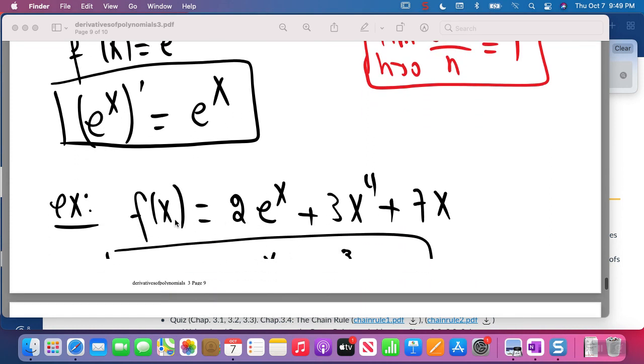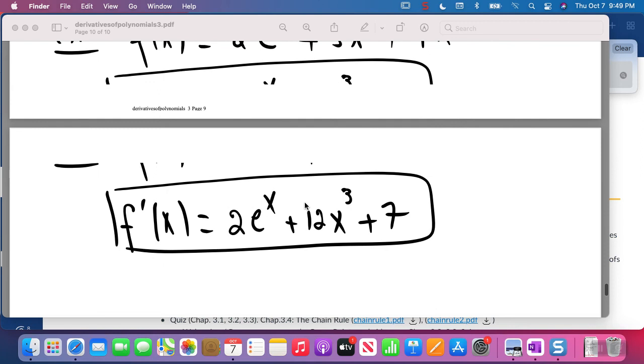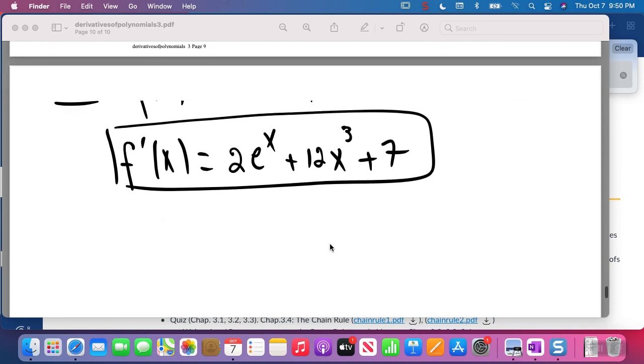So, for example, you have a function f of x, which is 2 times e to the x plus 3 times x to the fourth, and then plus 7x. Since it's addition, we can take the derivative of each term and then add them up. So since the 2 is a constant, you don't do anything with a constant. You keep the constant, you take the derivative of e to the x, which is e to the x. And then here you just use the power rule. You drop 4. 4 times 3 is 12. And then you take away 1 from 4. You get 3. And then here, the derivative of x is 1. 1 times 7 is 7. So you get your derivative, f prime of x.